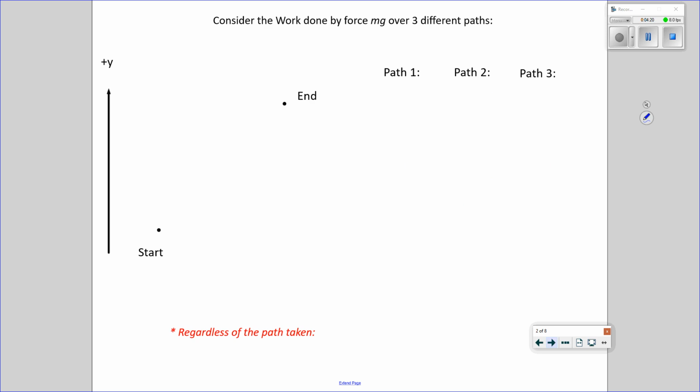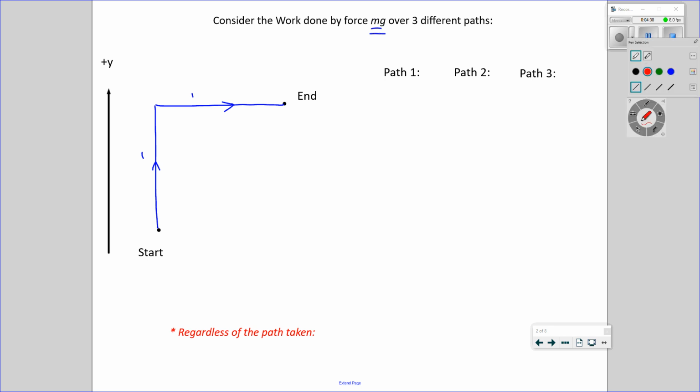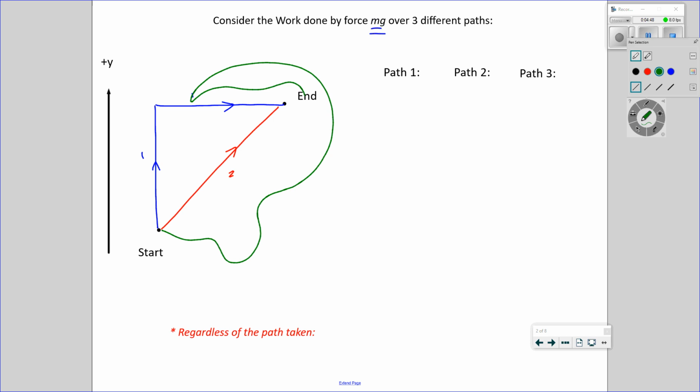Let's consider the work done by mg as we move an object from start to end. And let's consider three different arbitrary paths. Let's take one that looks like this. We literally move the thing up and then over. There's path one. And then path two, how about we take the straight route here. There's path two. Path three, let's just go nuts and take it around the bend. Sure, there we are. There's path three. Do your best to sketch that as exactly as you can.